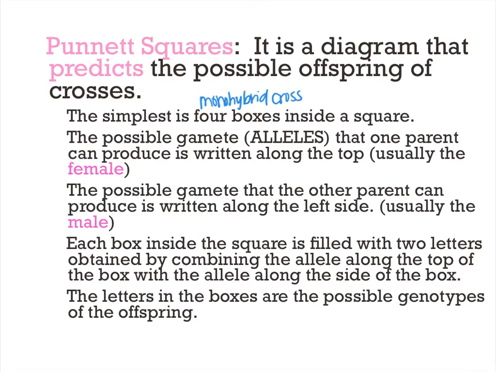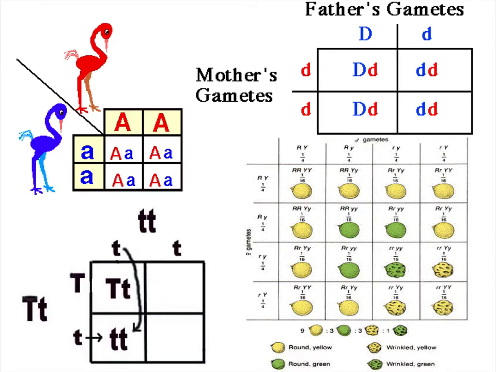So anyway, each box inside of that square is then filled in by bringing the letters down and over. And so all these letters you use in the Punnett square, the boxes on the inside, but also on the outside, those are the genotypes. Okay, so the inside is the genotypes of the children, the possibilities, and then the outside is the genotypes of the parents.